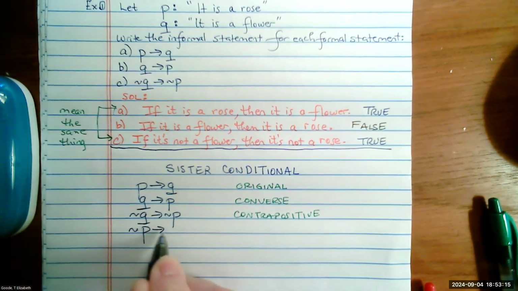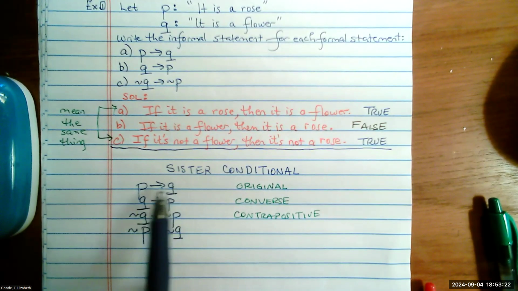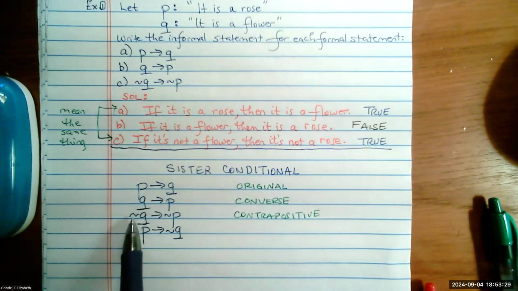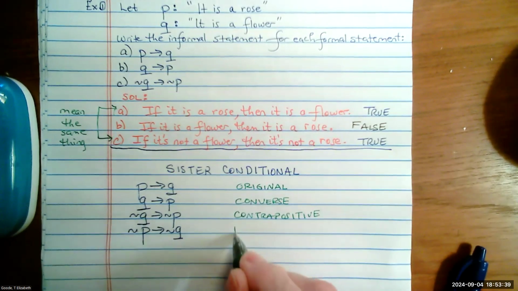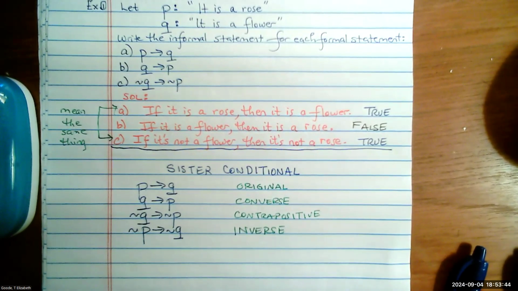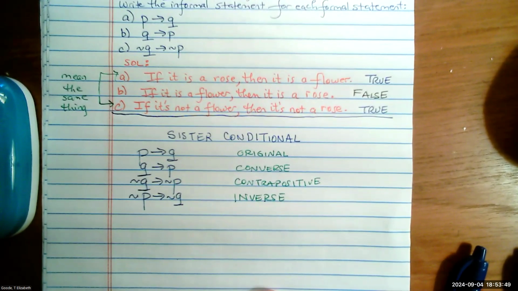There's one more. If not P, then not Q. Notice on these, for all of them, either you've got just the statement, atomic P, atomic Q on either side of the arrow, or you have both of the hypothesis and conclusion negated. None of these would have one negated and one not. And so that makes it a little bit easier to realize, hey, there's only 4 different ways to change that up. The original, the converse, the contrapositive, and the inverse.